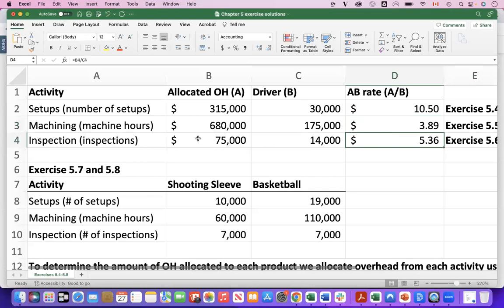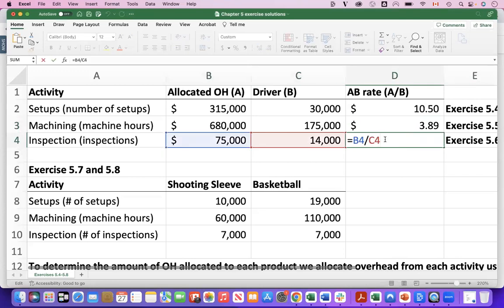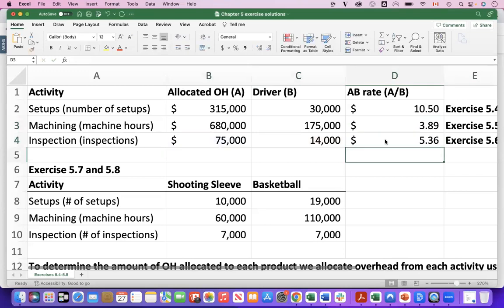Inspections is the same thing. We allocated 75,000 of overhead to inspections, with the assumption that we would incur 14,000 inspections during the year. So that's the cost driver. We divide the two to get our activity-based rate of $5.36. So we've calculated our activity-based rate.